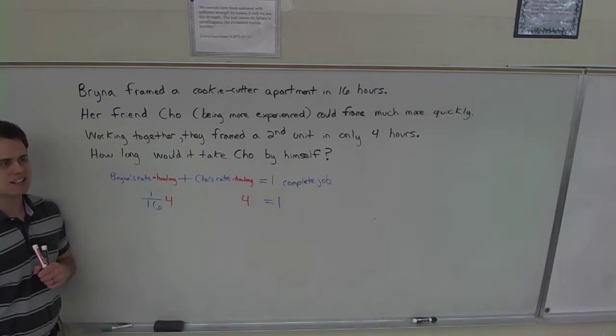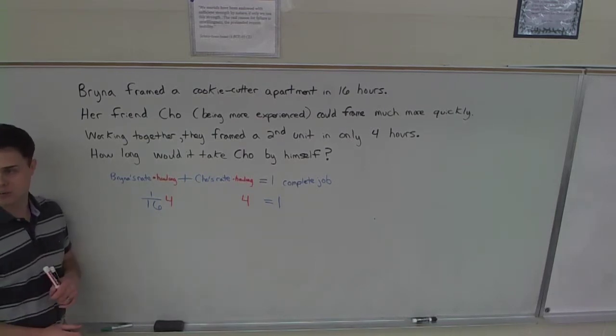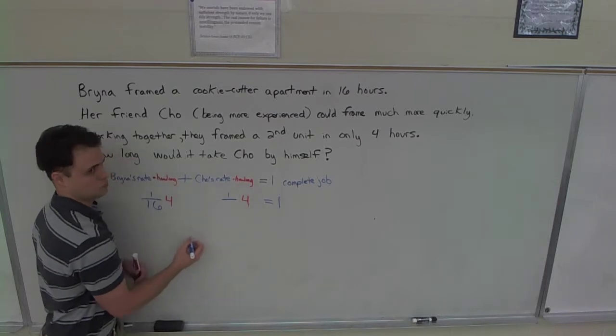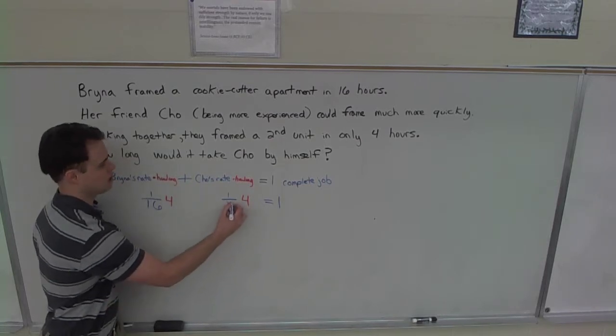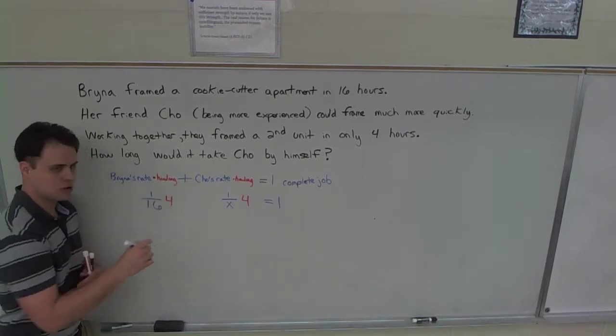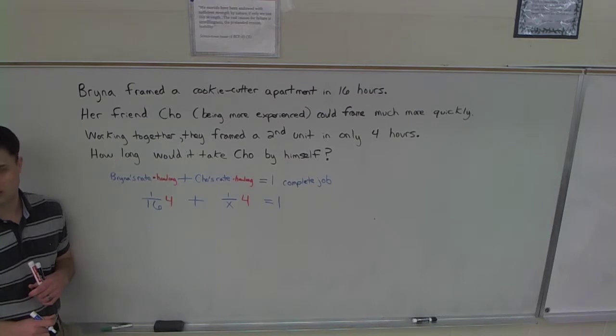She gets 1/16 of the complete job done every hour when she's just working alone. That's her rate of work, okay? So we don't know Cho's rate of work, so how should I write it then? He gets, it's a reciprocal, 1 over his rate, because we're looking for that. And then this 4, of course, is their working together thing. So that's kind of the theory.